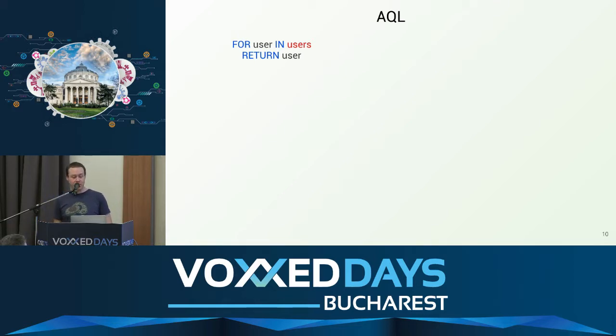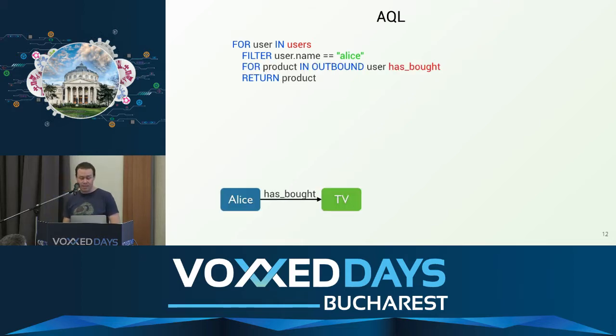But the cool thing about AQL is you do not have to define which indexes should be used. Everything is figured out by the database itself. You can add filters. So I can just say, please only take into account users with the name of Alice. And then I can do, as I promised, some graph steps. So for product in one outbound step, so I take into account the direction, starting at user, using the edge relation has bought, and then return the product.